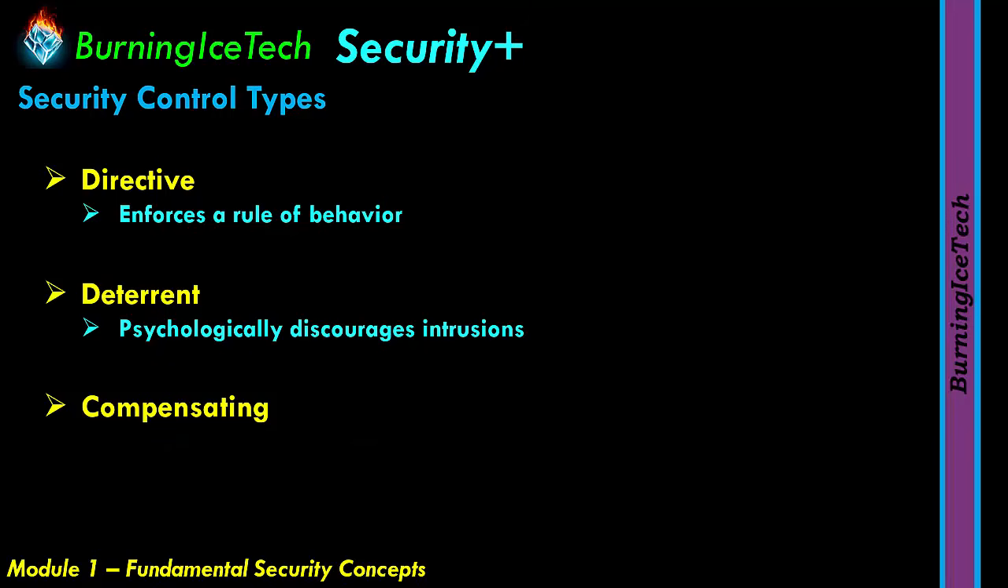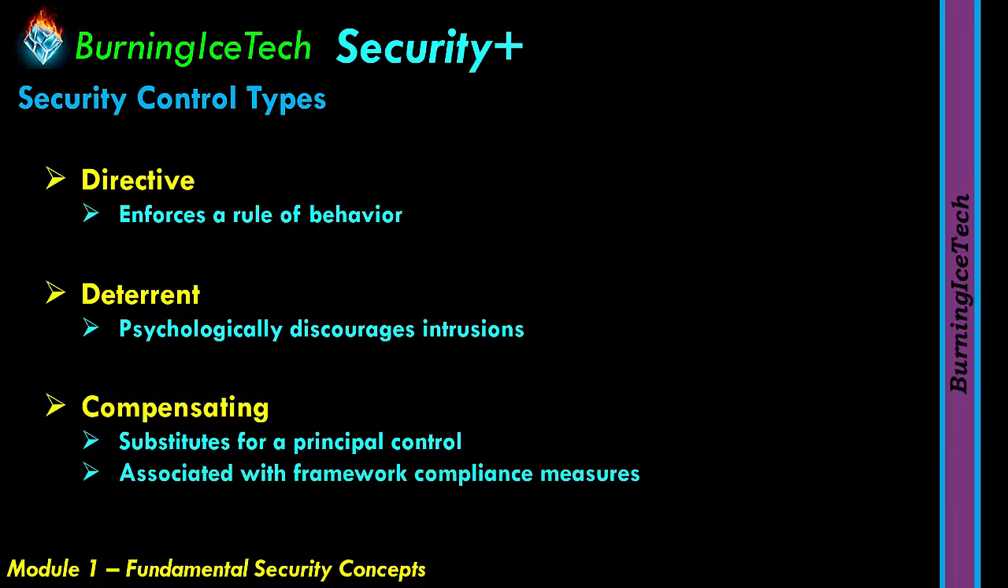Compensating is a control, or a substitute for a principal control as recommended by a security standard, and affords the same, if not better, level of protection, but uses a different methodology or technology. Hopefully that makes a little bit more sense for you guys. It's a very difficult one to explain, let me put it that way.